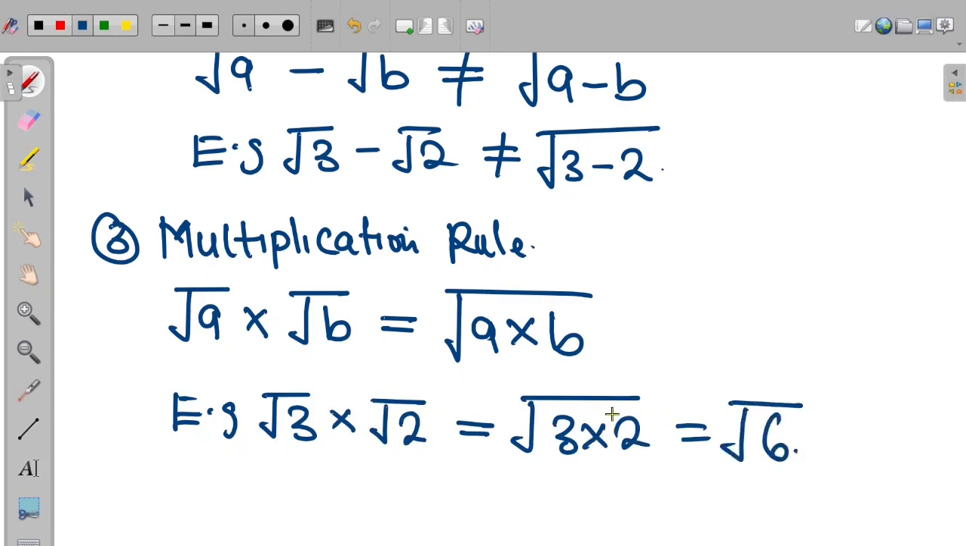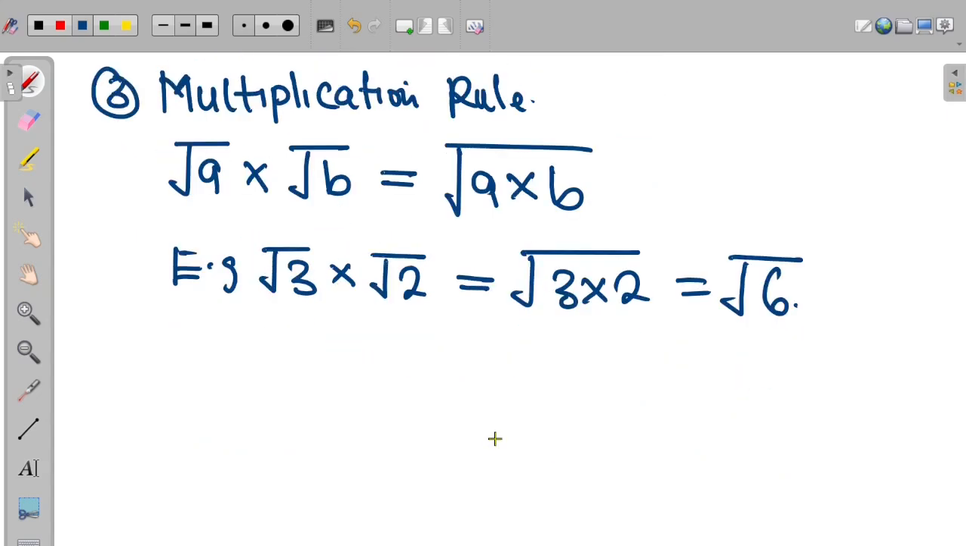Now, take note of this rule because it will be used so extensively when we'll be discussing surd expressions and equations. The fourth rule is known as the division rule.